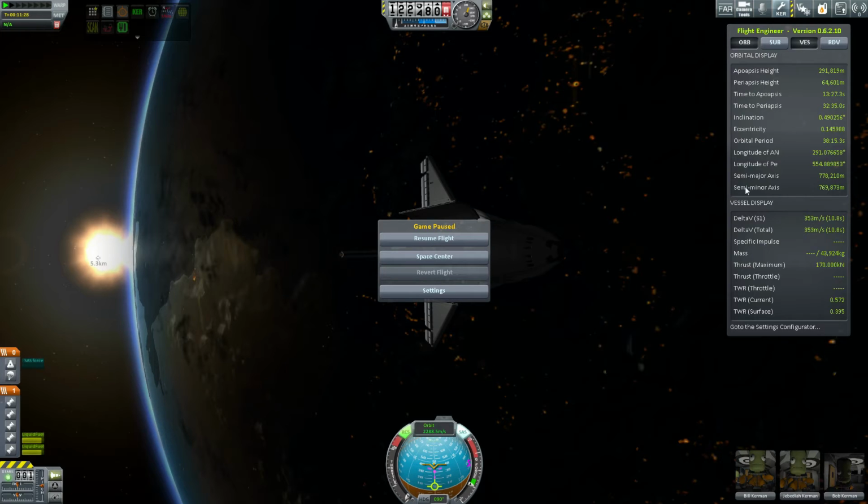That is your current velocity, and I'm not sure if that's average velocity or if that's velocity at the apoapsis. I think I checked it, and I think it's average, but in whatever case, this is the value you need to help calculate your delta V.